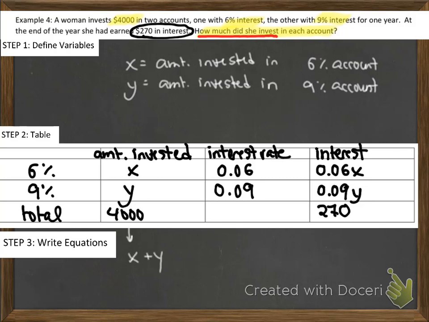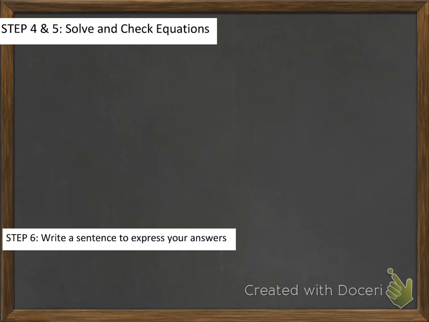So we have x plus y equals 4,000, and then from here we have 0.06x plus 0.09y equals 270. Okay, so these are our two equations, and then we can go ahead and set about solving them. So we have x plus y equals 4,000. Again, that's the amount of money she invested. And then we have the amount of interest that she gets, and that is this equation here. Okay, again, you can use substitution or elimination, it doesn't matter. I think I'm going to choose to use substitution.